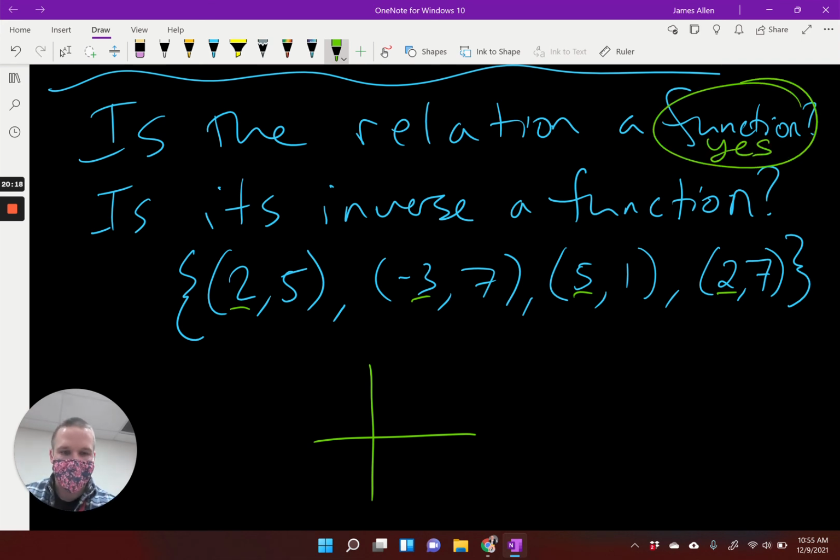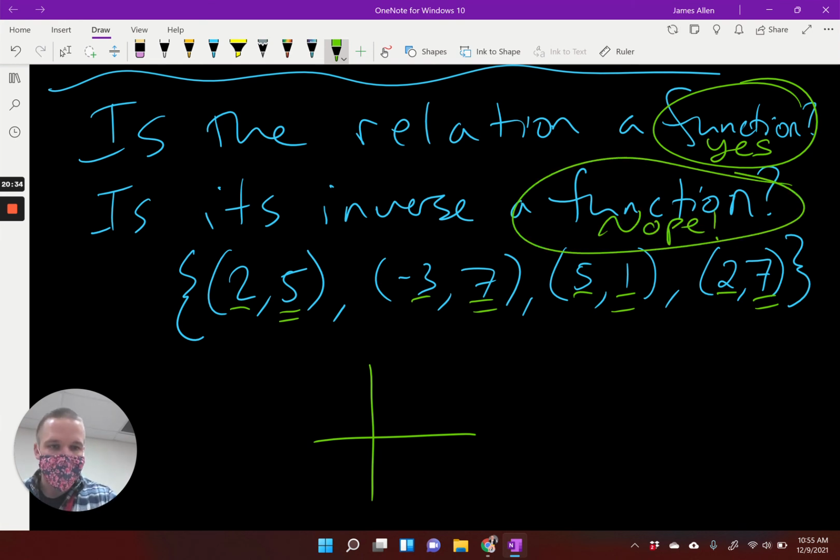All right, is its inverse a function? Which is our horizontal line test, but when we're looking at the ordered pairs here, now I'm trying to see, do my y's repeat? So I'm looking here, here, all good, and uh-oh, I got a couple 7s. So the inverse, nope, not a function.